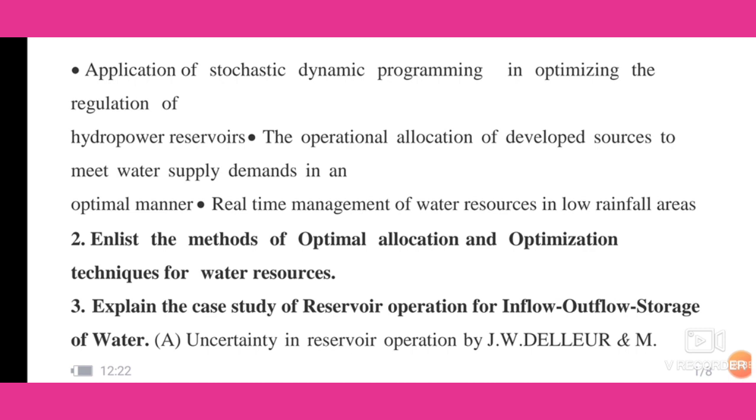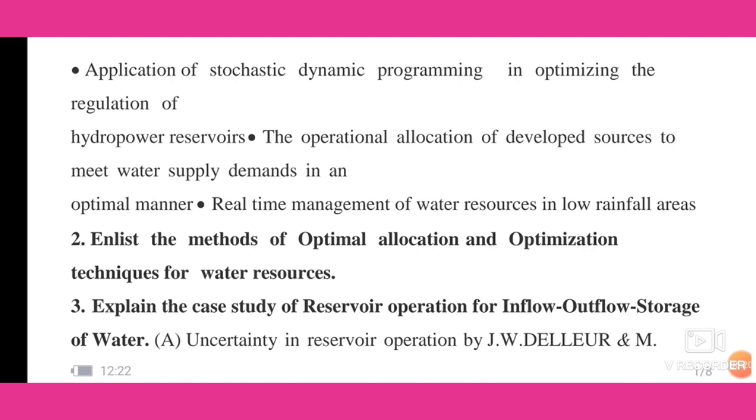These are the methods of optimal allocation and optimization techniques for water resources. Various optimal allocation methods were studied in modules 1, 2 and 3: linear methods, non-linear methods, the simplex method, uncertainty-based methods, mathematical modeling, then computational methods and soft computing techniques. Various methods of optimal allocation are available, and various software packages are used, such as LOOP and WaterGEMS for water supply schemes, etc.